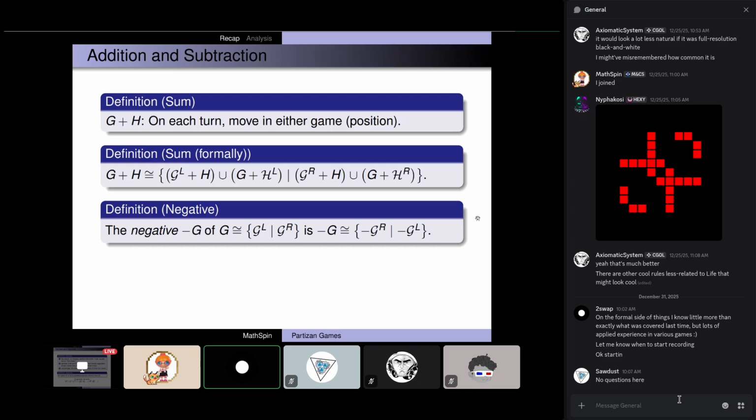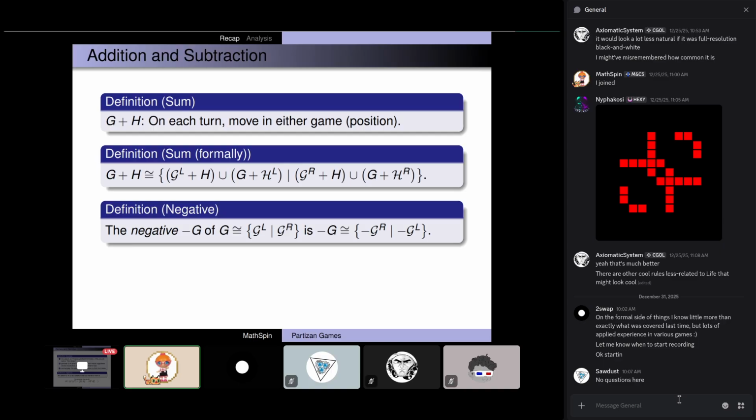Just to make sure I'm reading right, the more squiggly font G is like a set of the left? Yes. Okay, cool. Squiggly G, L is the set of all left options of G.